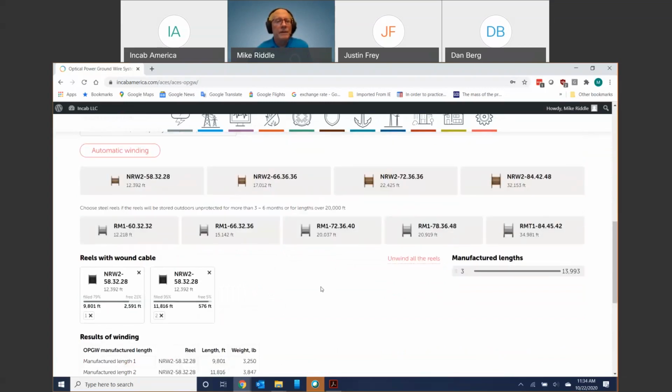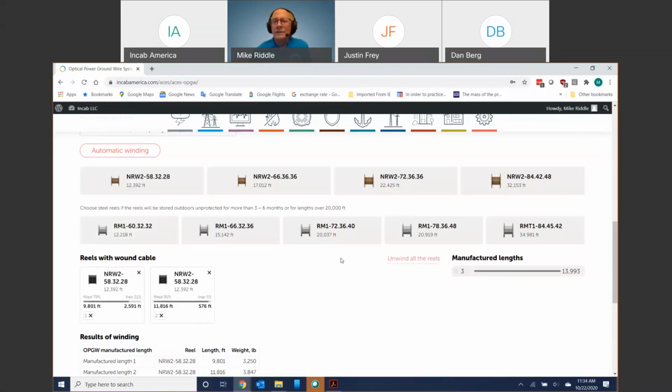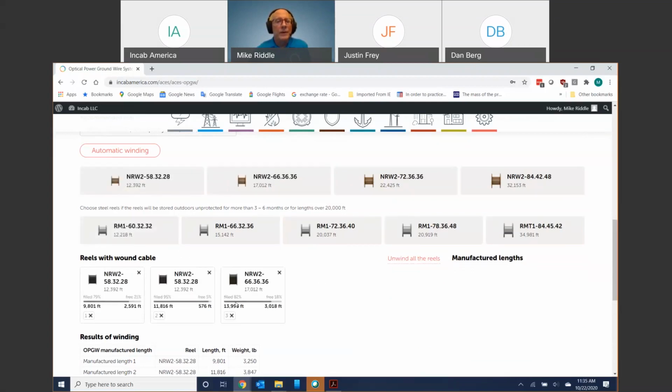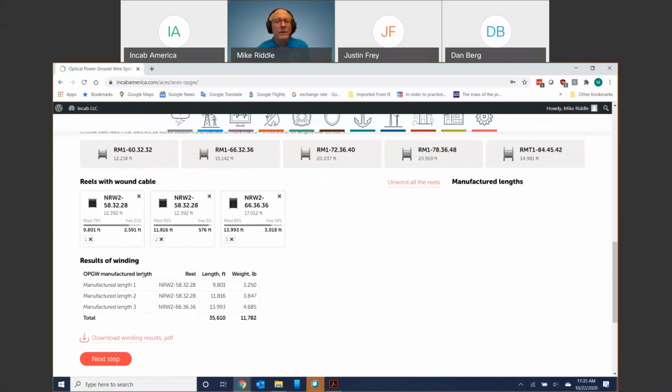make a mistake. So I've got, oh, yeah, it's not letting me make that mistake. So I can't put a 13,993 foot length on a cable that can only hold 12,392. So it's telling me I have to put it on the larger reel. So it helps you not. So it's telling you you've got these lengths on these reels, you get this total.